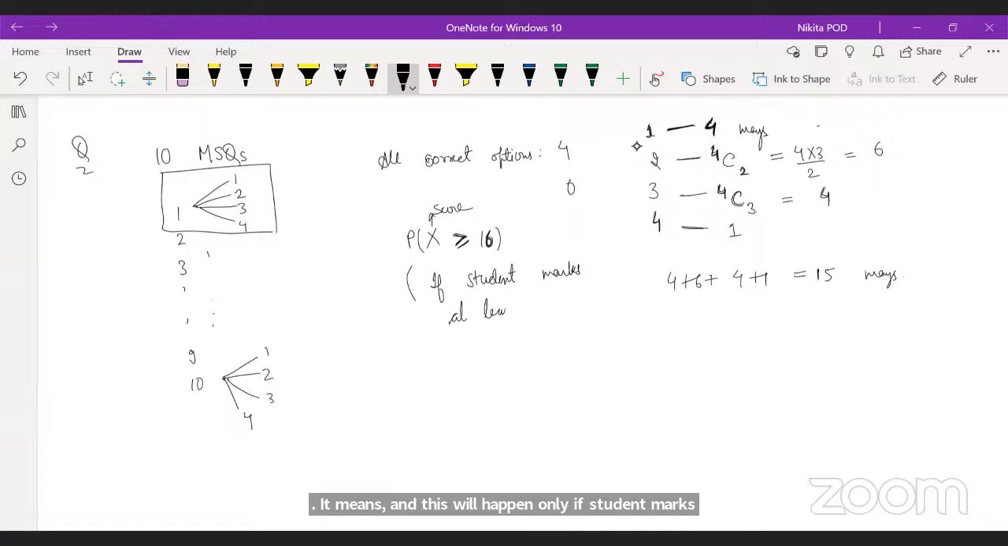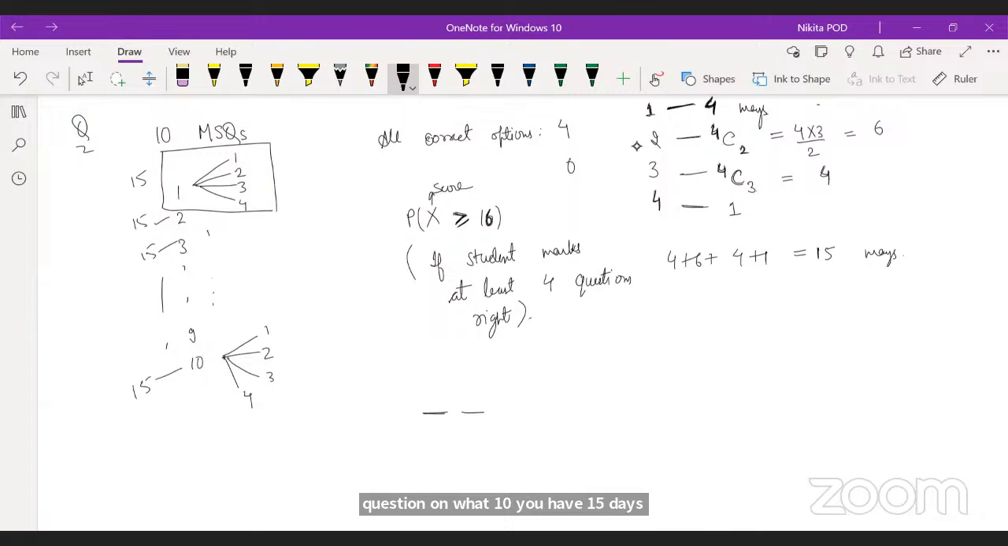So I'm saying score is at least 16, and this will happen only if the student marks at least 4 questions correct, right? So for question number 1 to be correct, you have 15 ways to mark the answer. For 2, you have 15 ways. For 3, you have 15 ways. And so on till question number 10, you have 15 ways. So for everything, you have 15 ways.